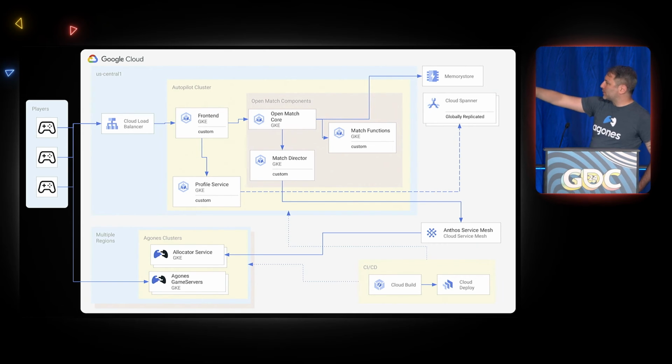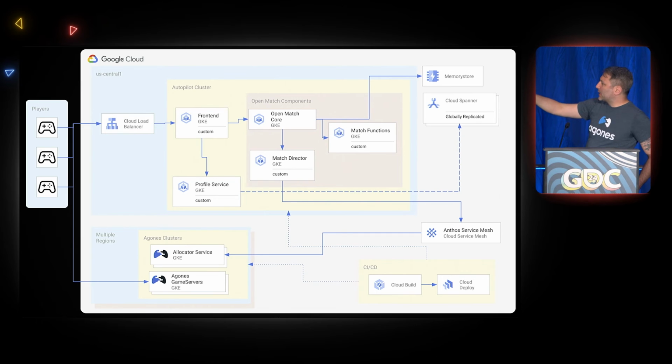But here we have some players, right? So what do we end up with? They end up talking to Cloud Load Balancer that talks to our front end, that does all our player authentication. Make sure they're talking to the back-end services that they should be or shouldn't be. So that will talk to their profile service. So who am I? Should I be playing this game?